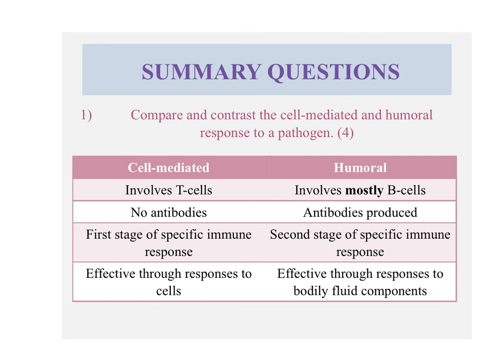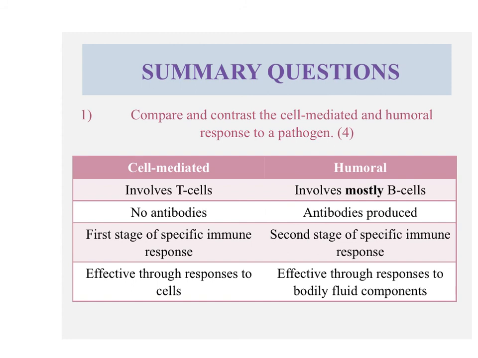Compare and contrast the cell-mediated and humoral responses to pathogens. Now, each of these rows is a separate mark. Okay, for 1 mark, you had to say what happened in the cell-mediated response and then what happens in the humoral response, or what is the opposite to it. So the cell-mediated response involves T cells only, but the humoral response involves mostly B cells. No antibodies are used in the cell-mediated response, whereas they are used in the humoral response. The cell-mediated response is the first part of the specific immune response, whereas the humoral response is the secondary one.